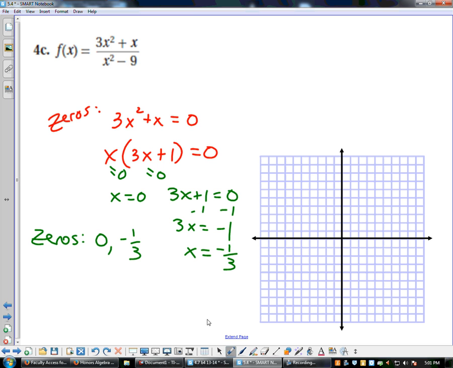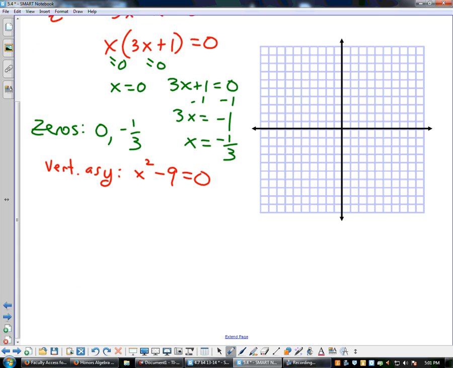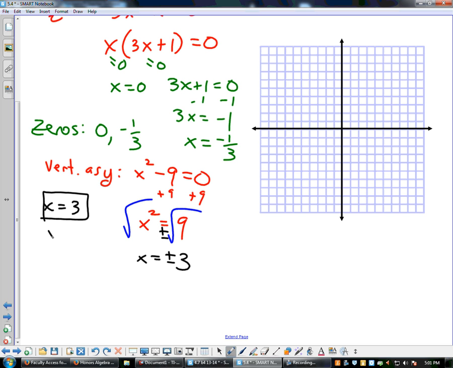And if I want to find the vertical asymptote, I set my denominator equal to 0. So I say x squared minus 9 equals 0. To solve this, I can add 9 to both sides. I get x squared equals 9. I take the square root of both sides. What do I need to remember? Plus or minus. So I get x equaling plus or minus 3. That means I actually have two vertical asymptotes for this one also. x equals 3 is one of them, and x equals -3 is the other.